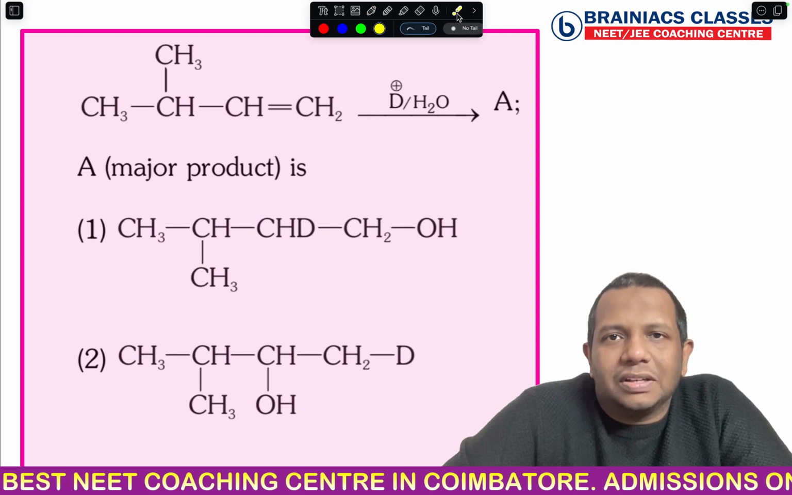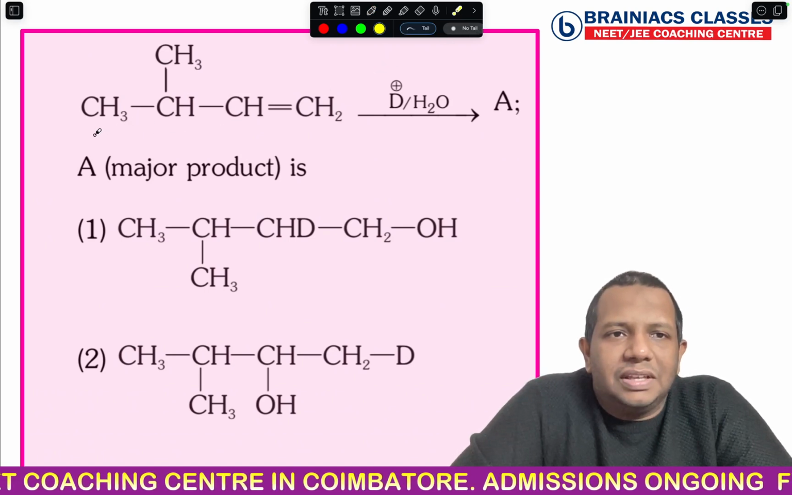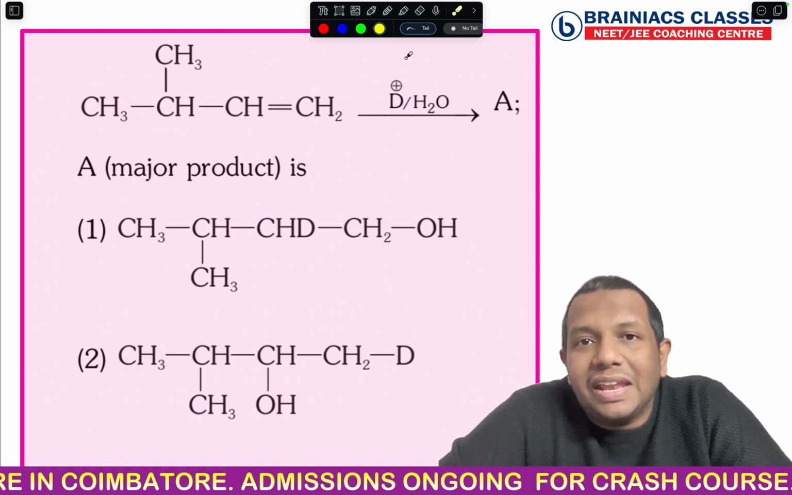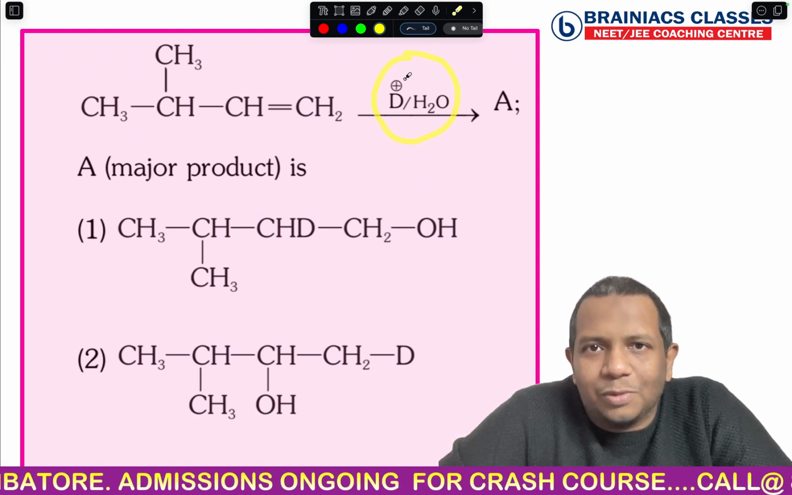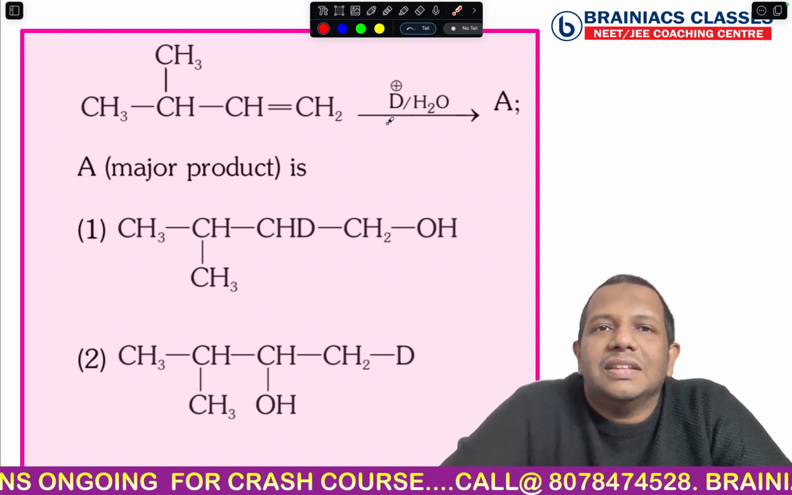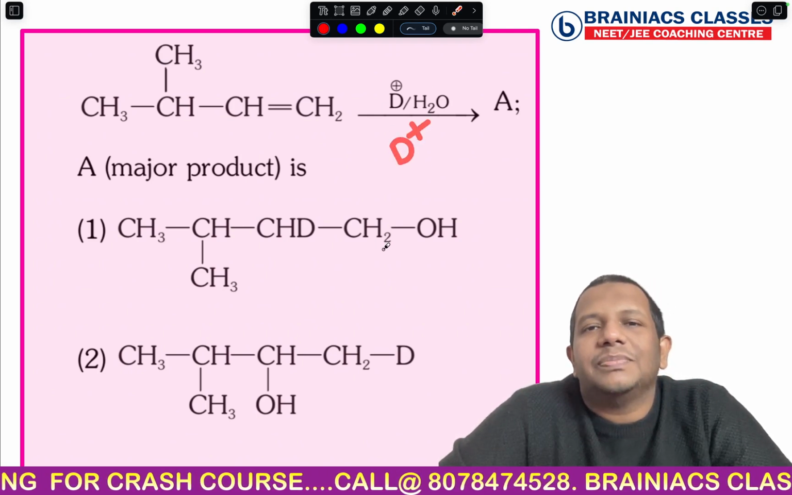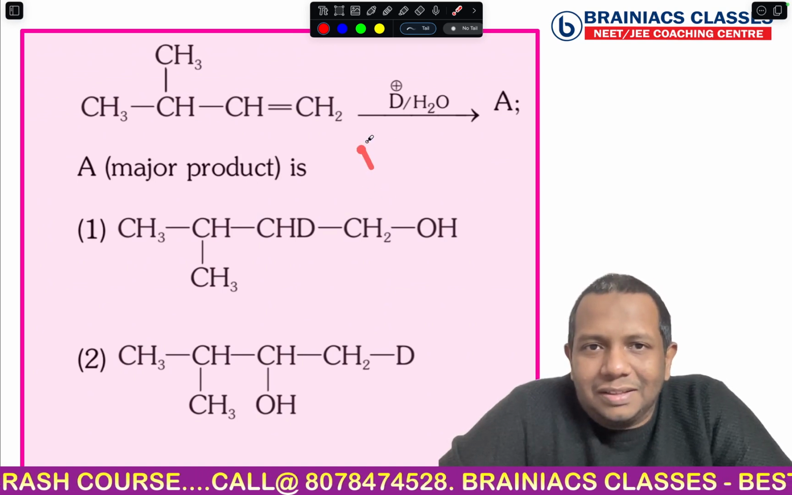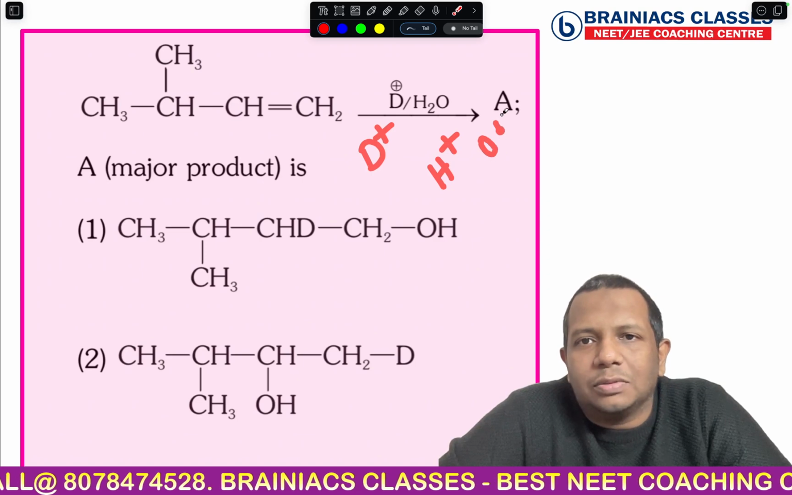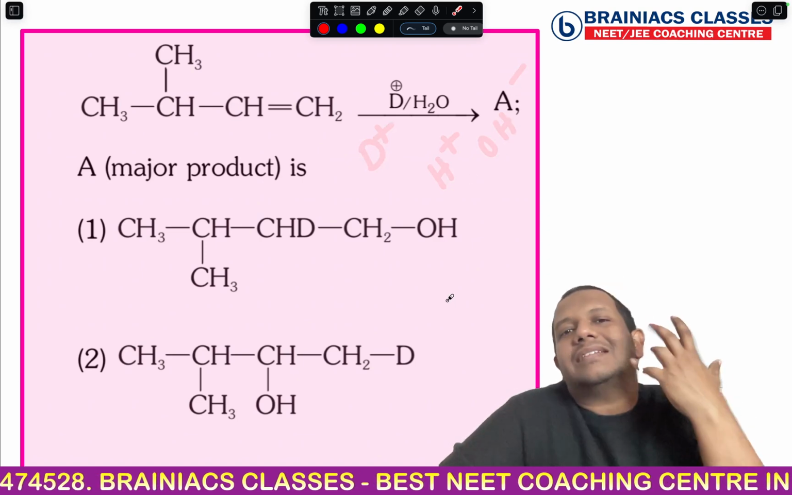Now in this particular question, you have CH3 and there is a CH3 here, CH double bond CH2, and you are doing an addition with the water molecule, but the medium contains a lot of D plus. The medium contains a lot of D plus. Now students may ask a doubt, sir, D plus is present and water ionizes into H plus and OH minus is also there. So who will act as an electrophile here?